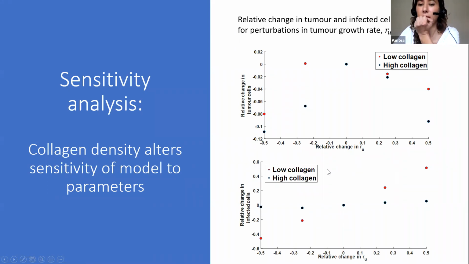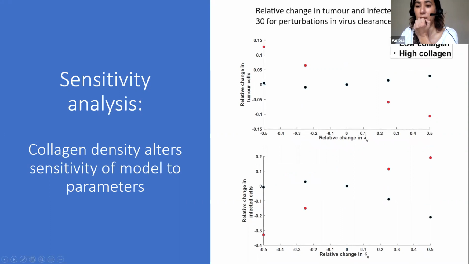As one last set, I just wanted to show you this one. Here we've got the same. I actually didn't mention that this is on day 30, so I'm very sorry. I took these measurements on day 30 and compared them. So again, the relative change in tumor cells, and now this is for the change in virus clearance rate. In high collagen, changing the virus clearance rate doesn't really change the tumor size. However, changing this virus clearance rate in low collagen does change our tumor size. It reduces our tumor size at day 30.